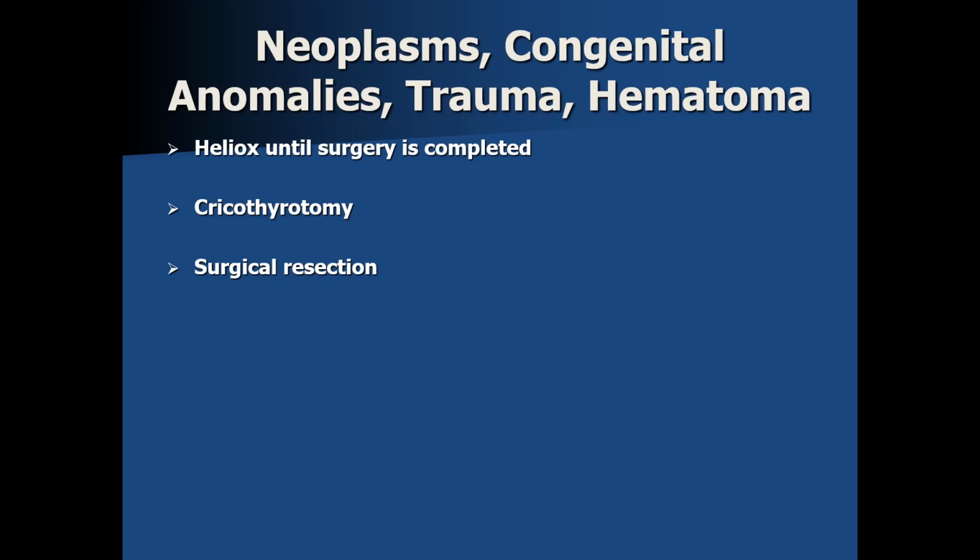Obstructions that are due to neoplasms, congenital anomalies, trauma, or hematoma can be managed with Heliox until such time as surgery can relieve the obstruction. For some of these patients, cricothyrotomy may be indicated. For many of them, surgical resection will also be necessary. Regardless, Heliox can reduce the work of breathing temporarily until the surgery is done. Keeping in mind we cannot do this for a prolonged period of time, Heliox is also very expensive.